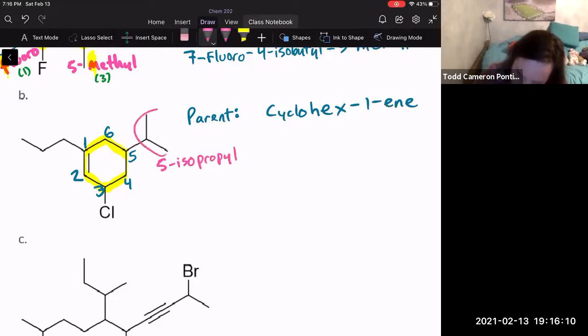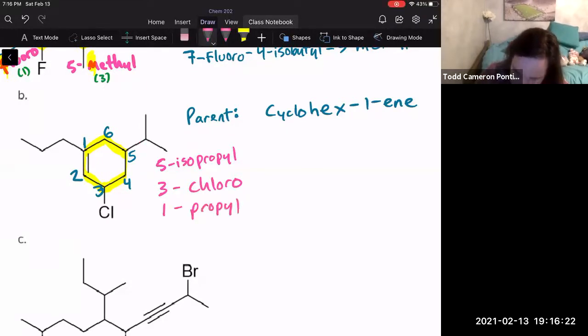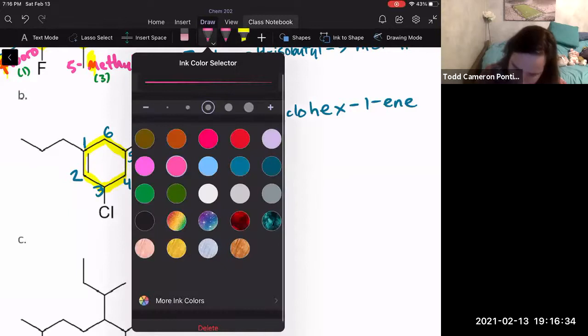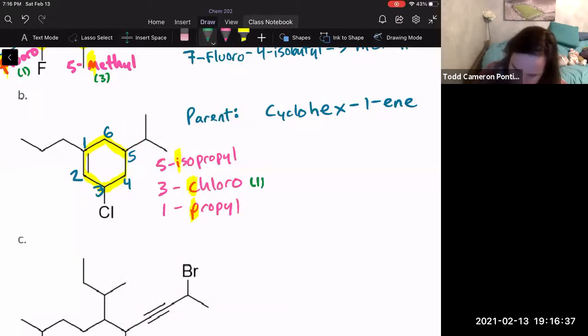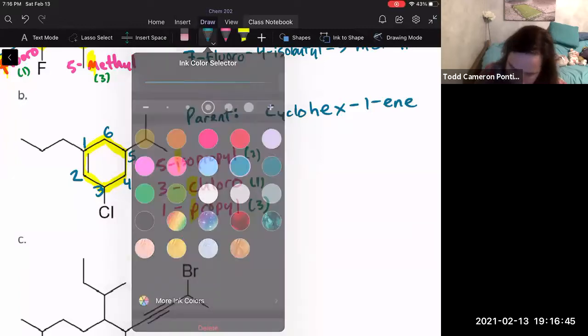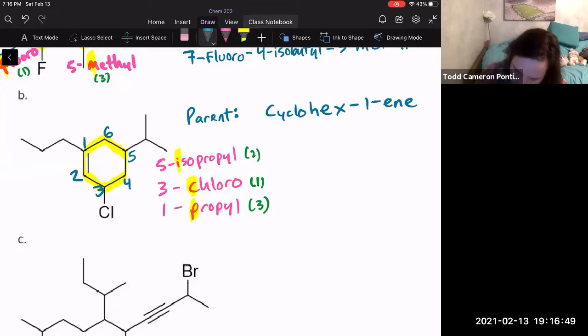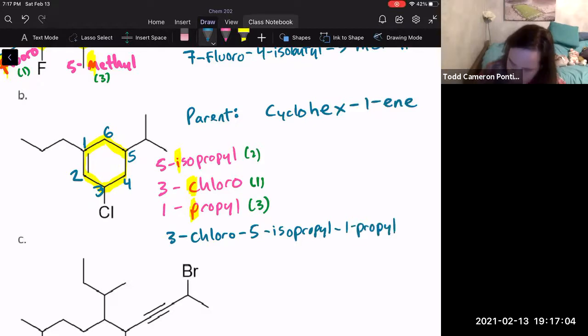Okay, so then looking at our functional groups, we have 5-isopropyl, that's this fellow right here. We have 3-chloro, and we have 1, and it looks to be a regular propyl. So when alphabetizing these, remember isopropyl is the only prefix where the i is included when alphabetizing. So I versus C versus P. Putting these in order, C is going to come first, then I, then P. So our full name for this molecule is going to be 3-chloro-5-isopropyl-1-propyl.